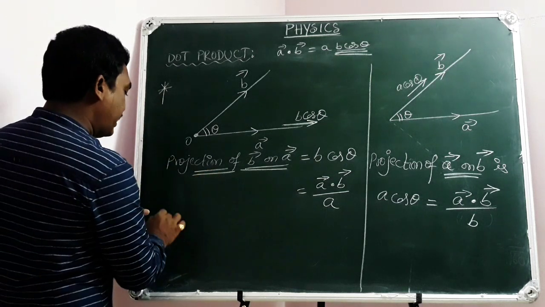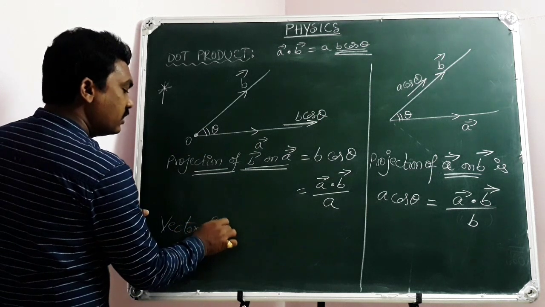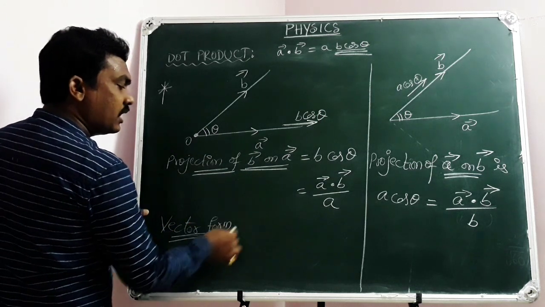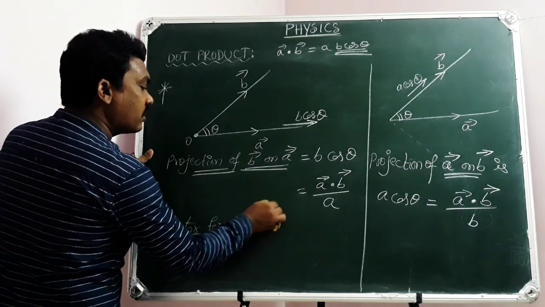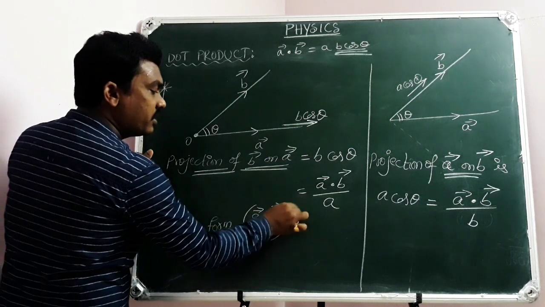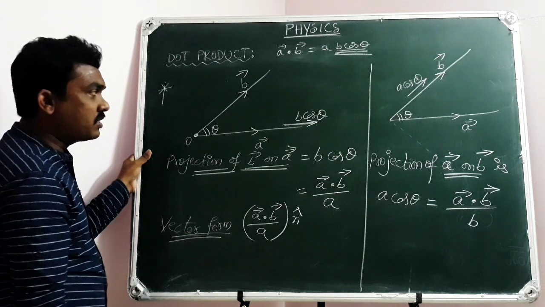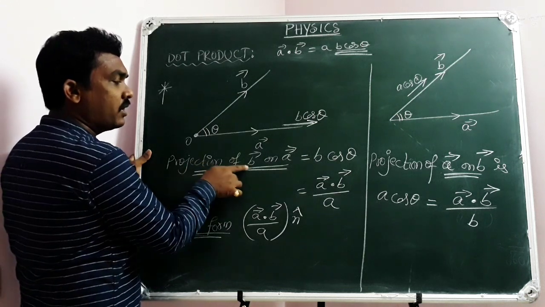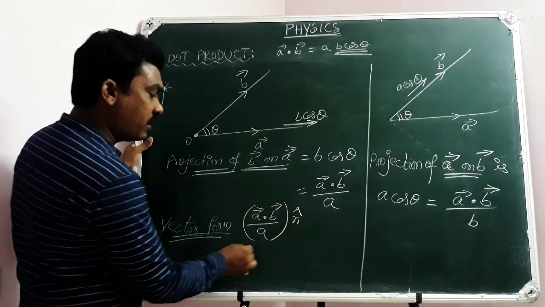Sir, I want to write this in vector form but not in scalar form. Yes, when you wish to convert a scalar into a vector, you have to multiply with the unit vector. A bar dot B bar by A is a scalar, so multiply with the unit vector. Then you will get the vector form. But I am studying the component of B bar along the A bar. That's why this unit vector must be along the A bar.